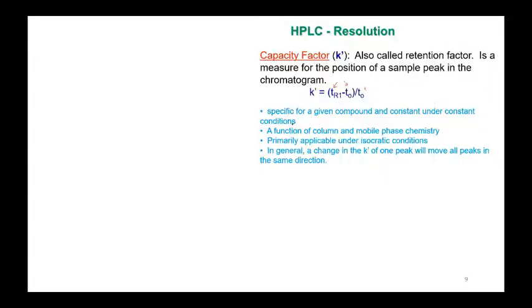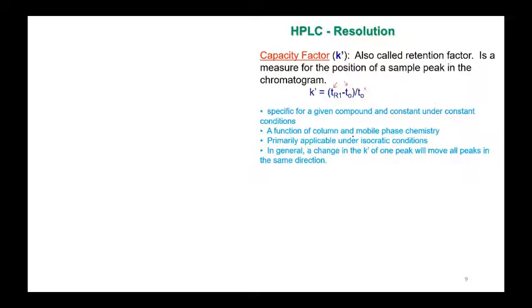condition, we'll get the same value, like the kind of Rf factor you have seen for the TLC. We have seen the retention factor, right? You have distance traveled by the compound by the distance traveled by the solvent. If you do it at different places with the same percentage of solvent ratios, we'll get the same Rf factor, right? It's kind of like that. So it is specific for a given compound and constant under constant conditions.